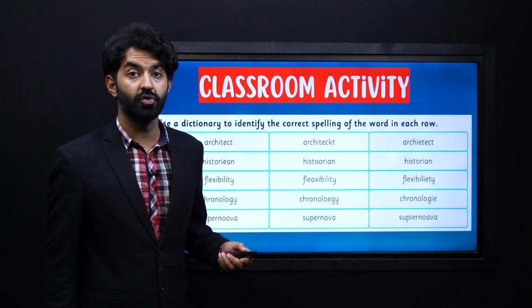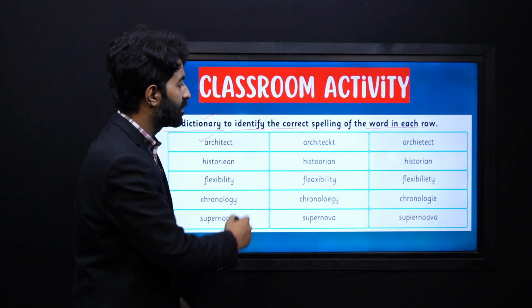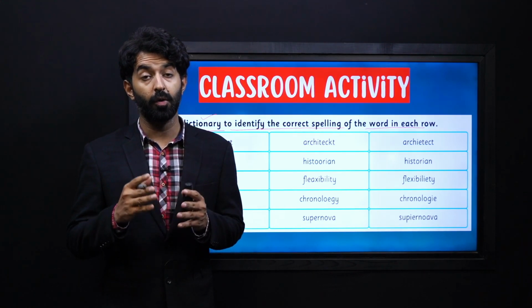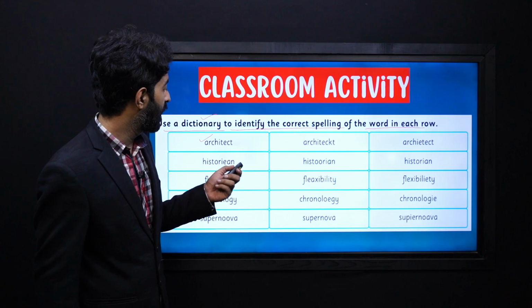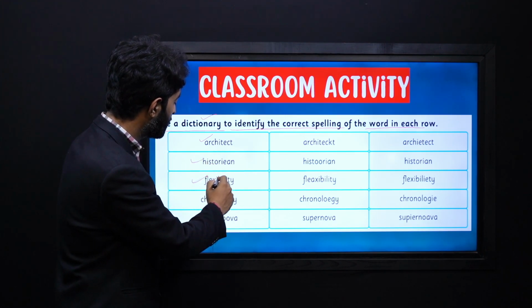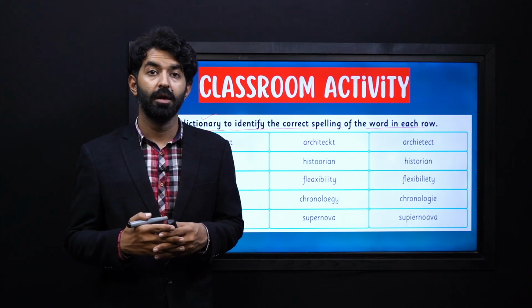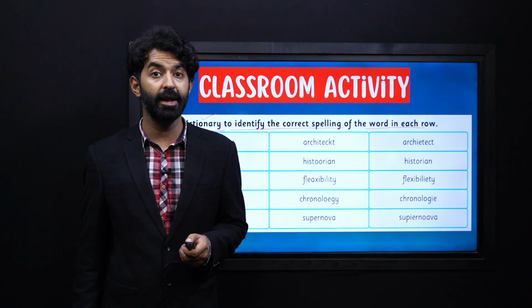Now, this is your classroom activity. You will be using a dictionary to identify the correct spelling of the word in each row. One word is given with 3 different spellings. Open your dictionary and see which out of all these 3 is the correct spelling of the word. Let's say architect, historian, flexibility, chronology, and supernova. You need to find all these words using your dictionary and circle the correct spellings.